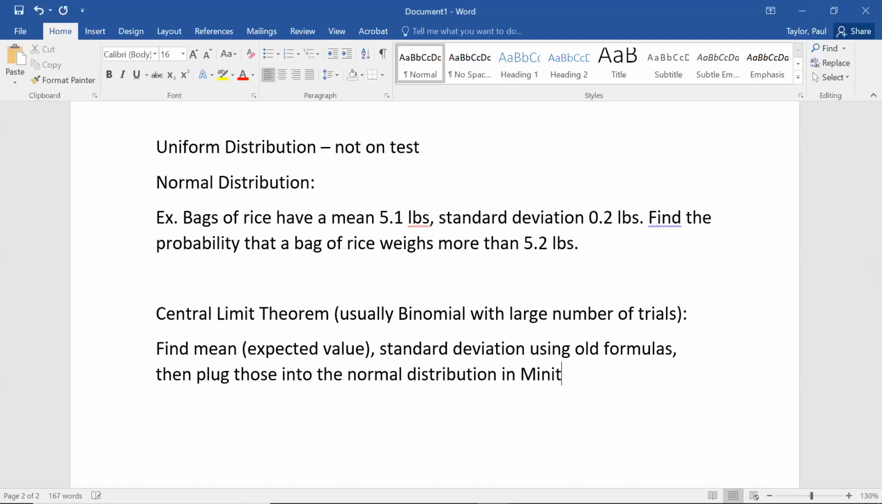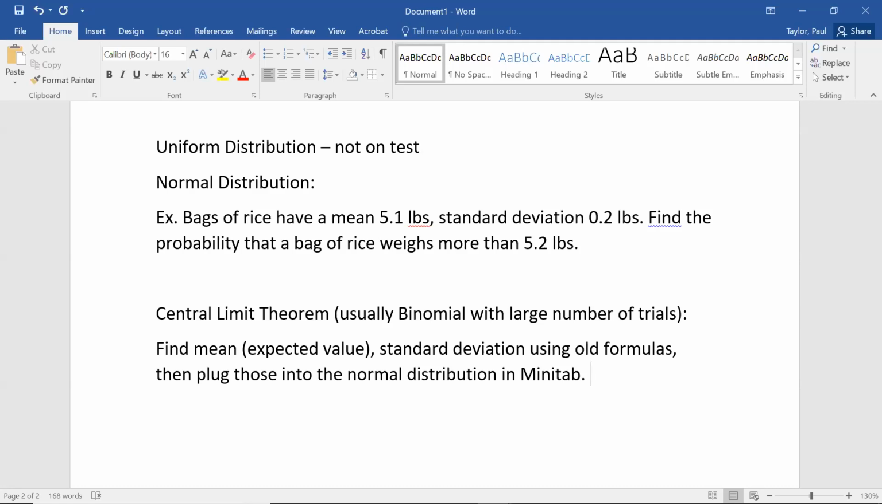in Minitab. So that's not going to give you an exact answer. It is going to give you an approximation. Of course, Minitab's binomial can handle large numbers of trials, so you could just use the regular binomial. By hand, it's not really feasible though.